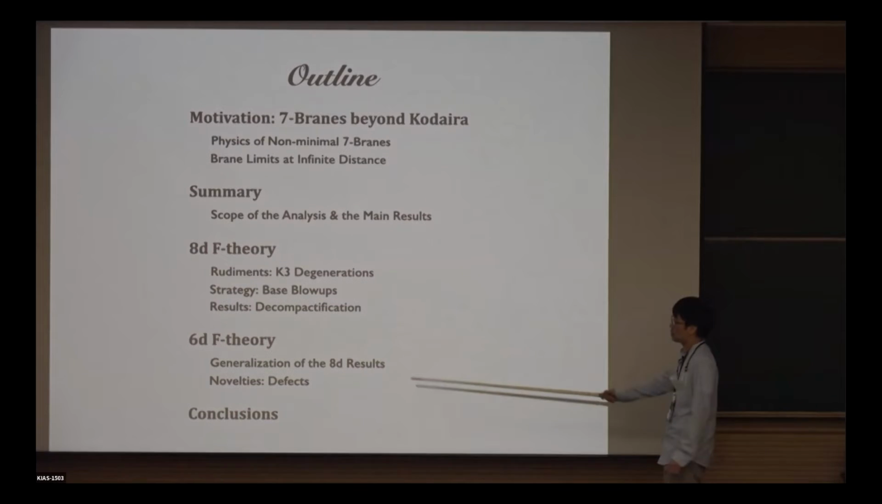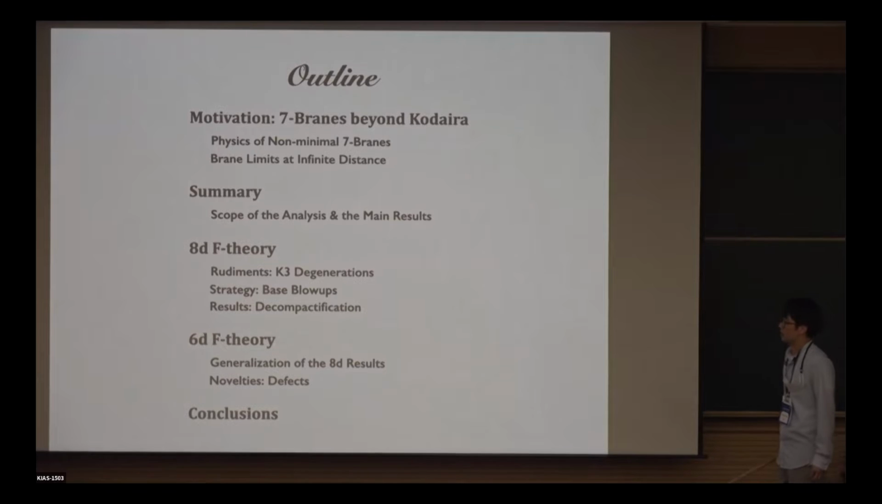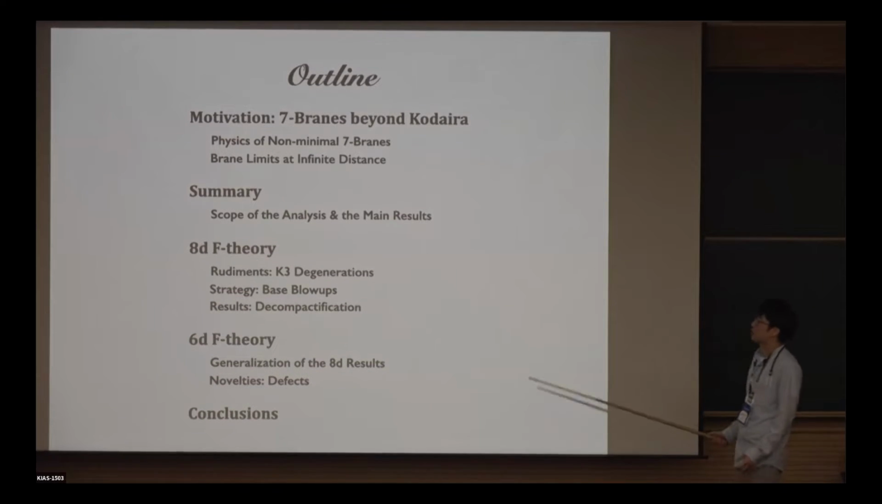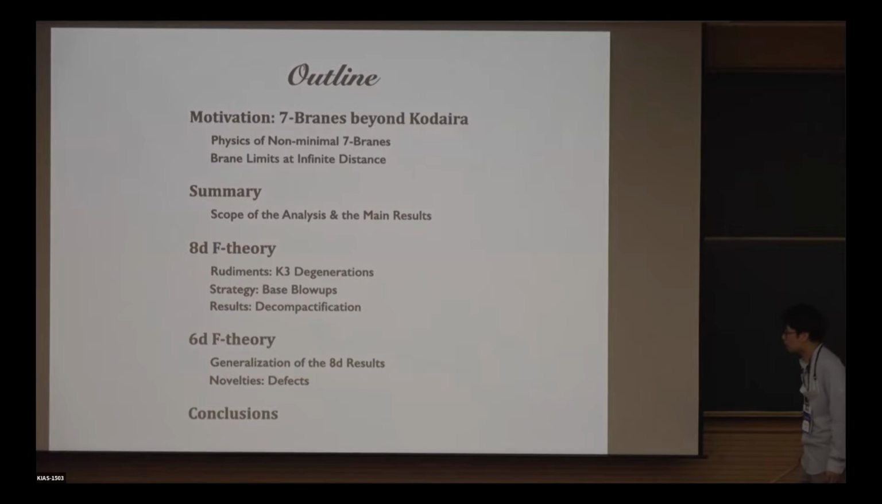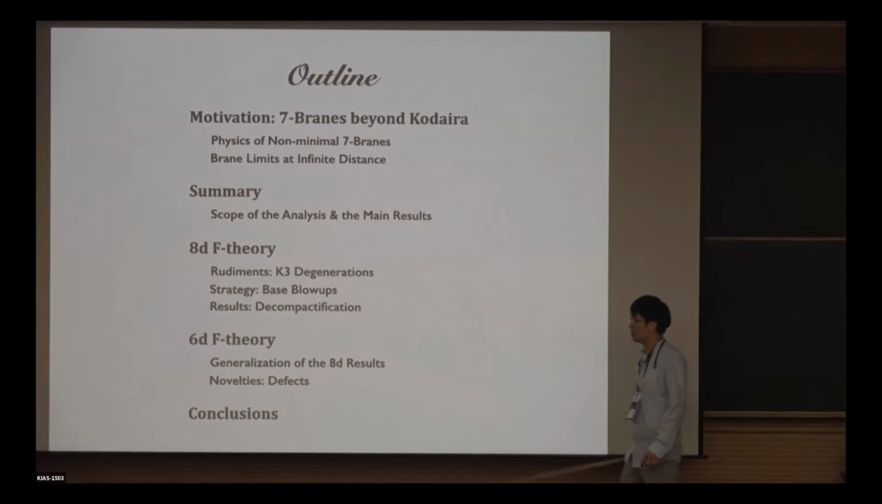And then in the second part on 6D F-theory, by making analogy with the 8D counterparts, we will find that a variety of features we found in 8D F-theory are actually shared by the 6D F-theory setup as well. However, at the same time, we will find that a few novelties arise in the 6-dimensional setup, which I'll discuss. And most notably, we will find that 6D defects could possibly arise even after decompactification. And then I will conclude.